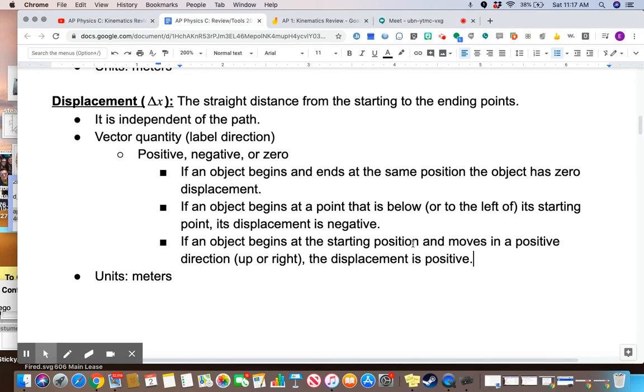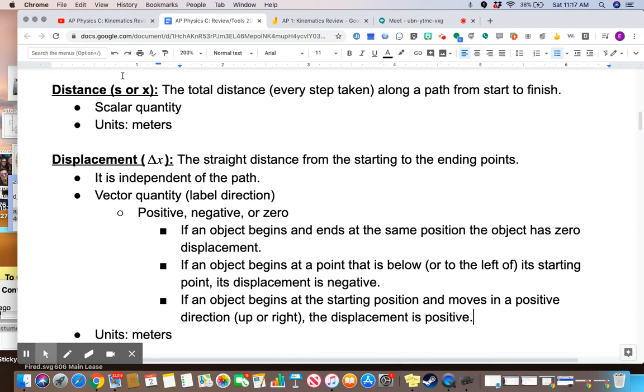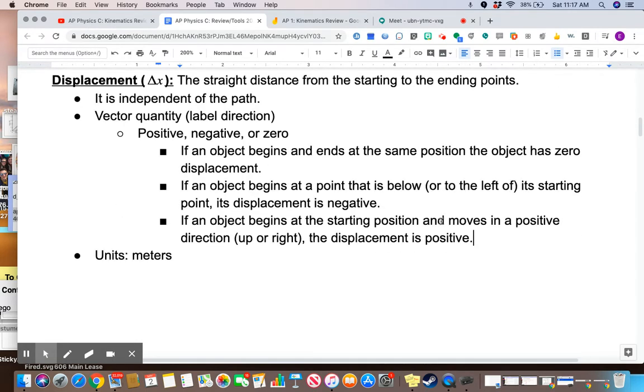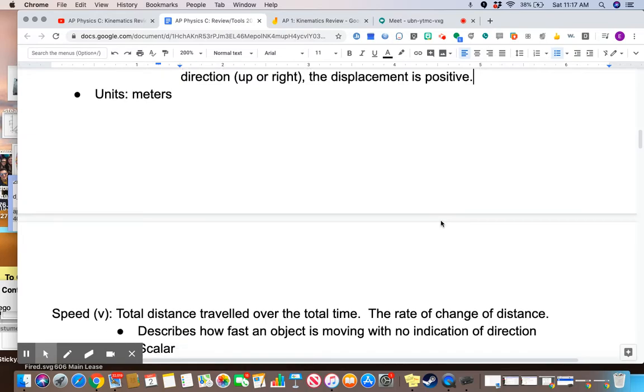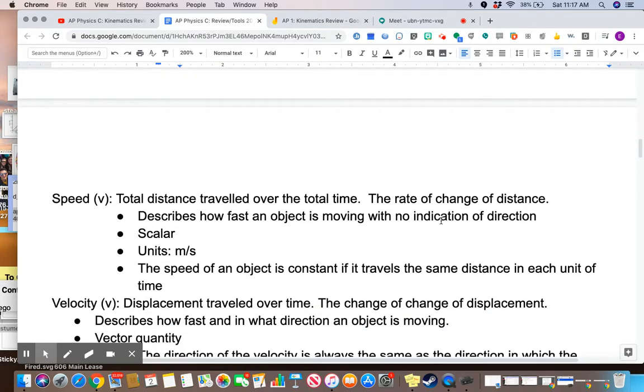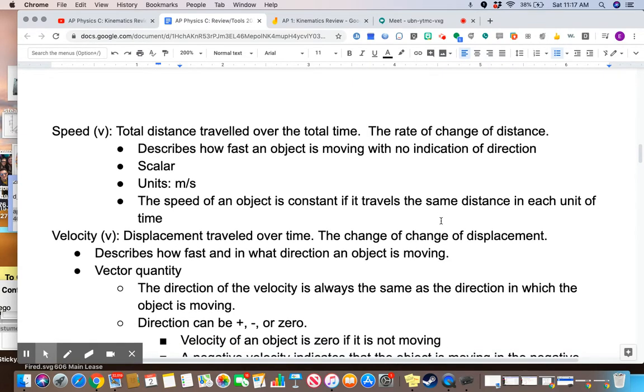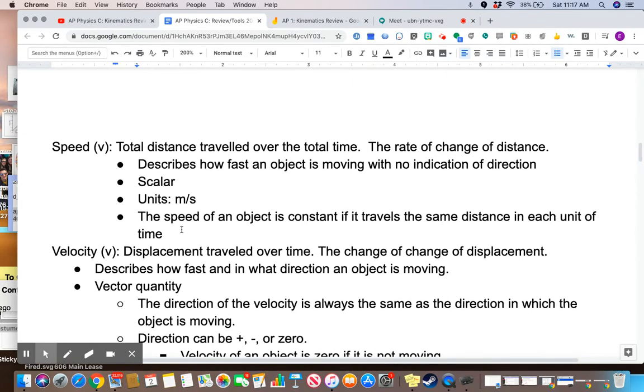Okay, so next up, let's talk about distance and displacement and how we use those to measure rates of change. When we're talking about the rate of change of displacement or distance, we talk about speed and velocity. So two more ways in which we can describe how an object is moving. We're going to start out with speed.